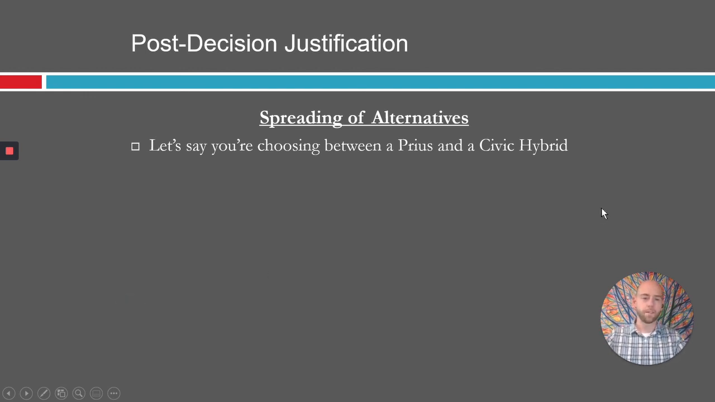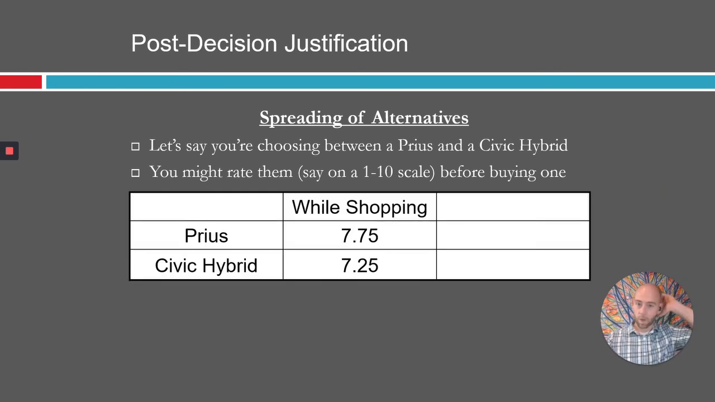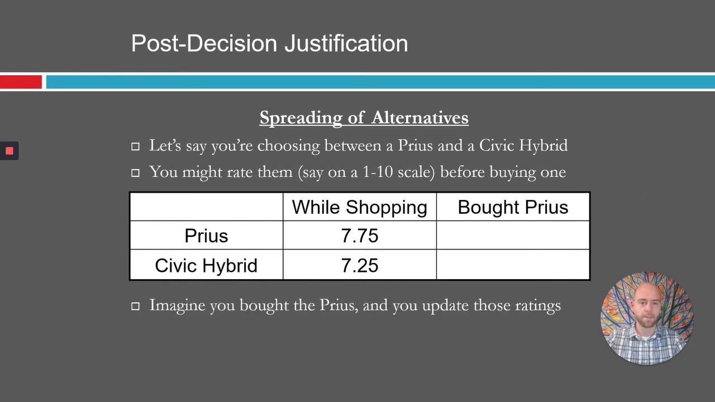So let's take another example. You're choosing between two cars you want to buy, let's say a Prius and a Civic Hybrid. And let's say, no one actually probably does this, but you might rate them before you're buying them. So while you're shopping, you rate the Prius as 7.75 and the Civic as 7.25. So they're not too far apart, right? Not a lot of differentiation there.